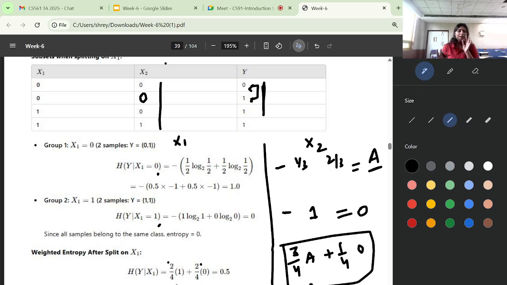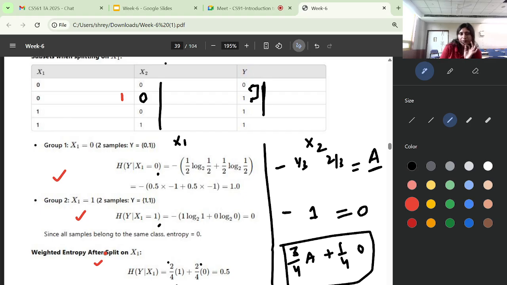Is it clear? Ma'am, can you explain x2 again? X2. Okay, initially it was 1. Initially it was written as 1. I changed this because if you use 1, you will get the same results. Correct?